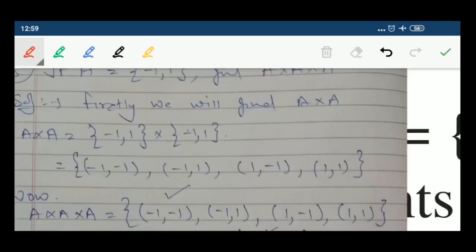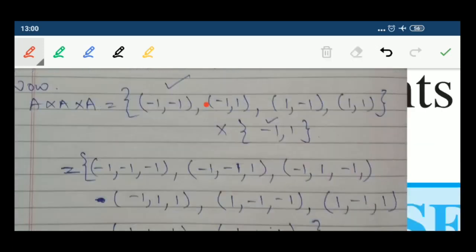Now students, you can see the solution of question number 5. In the very first step, you will find the Cartesian product of A cross A. We will get here (-1, -1), the second pair is (-1, 1), the next ordered pair is (1, -1), and then you will get (1, 1). This is the Cartesian product of A cross A.